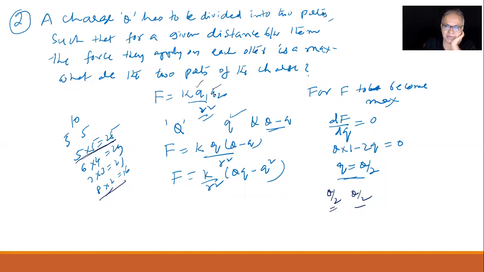So the product is maximum if they are divided into half and half. Sum of two numbers is 10. The product should be maximum. How do you divide them is a differentiation question basically, right?